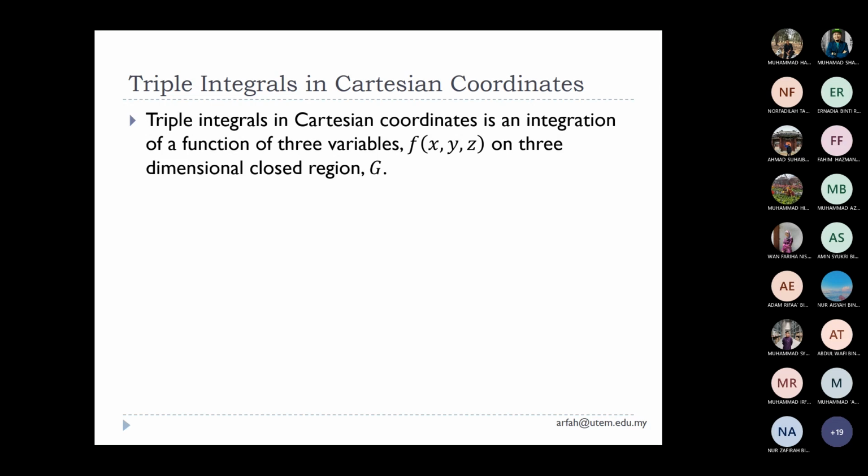So in Cartesian coordinates, the triple integral is an integration of a function of three variables. We are going to find integration for the function of x, y, and z on a three-dimensional closed region. So this is a triple integral. Awak akan ada axis x, y, and z. Previously kita cuma ada dua axis, but this time around you are going to have up to three axes. You have x, y, and z. So you will imagine it will be in the form of three dimensions. Okay, so we are going to have our solid over there.